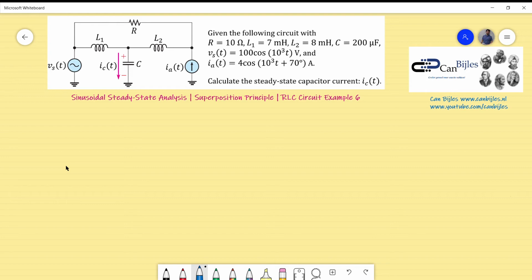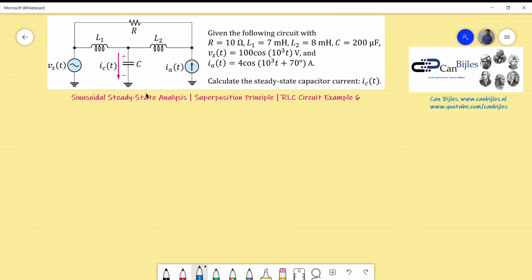What we did in example number 5 was also using the superposition principle with a relatively simple circuit. In this circuit we have a little bit complicated situation with different sources and also more components. So that will be also challenging. Also we give you more background in the analysis using the superposition principle.